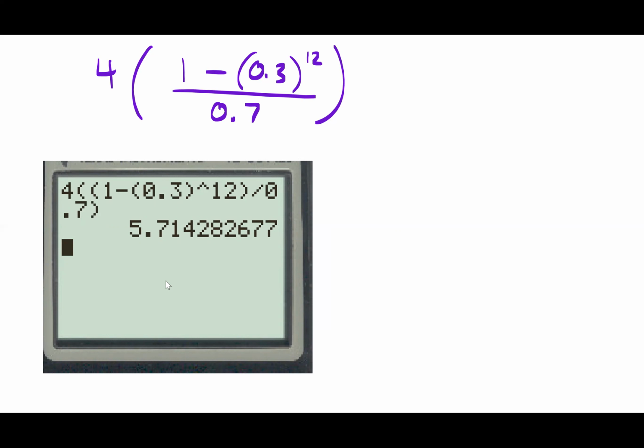Boom, click, and we get ourselves a 5.714, however you want to write it, as long as you're close here. 5.714.